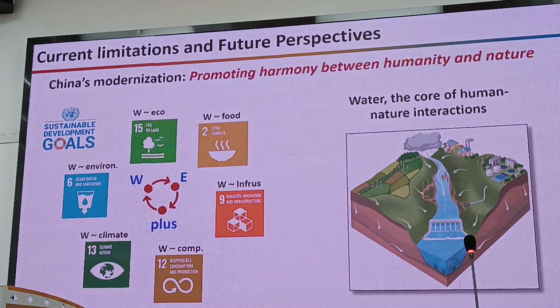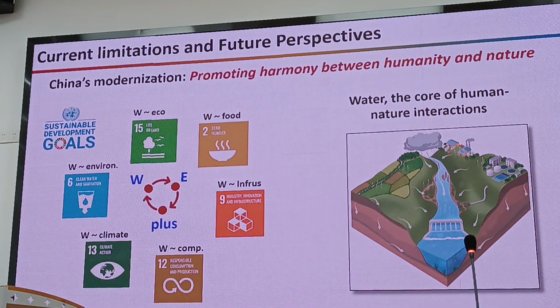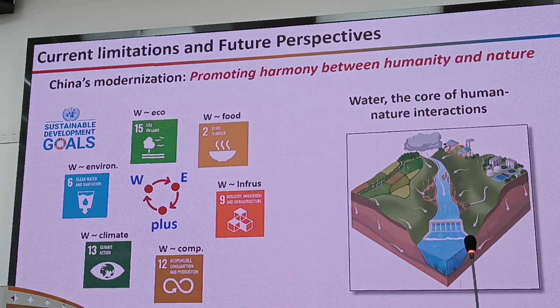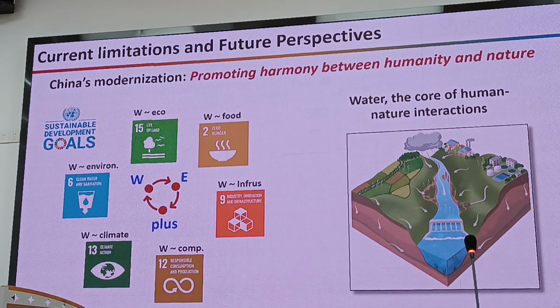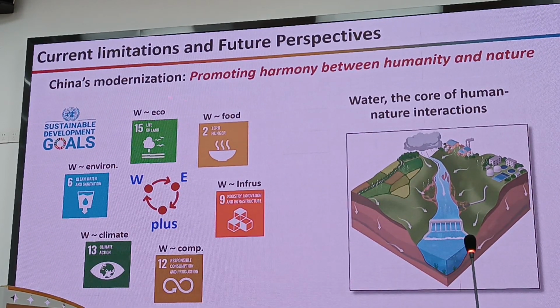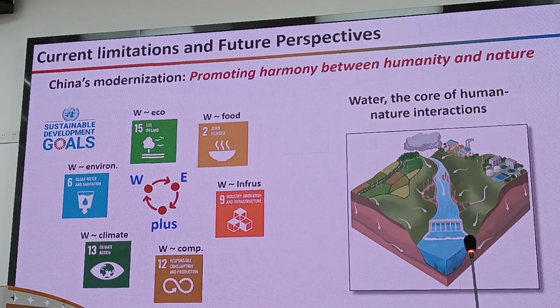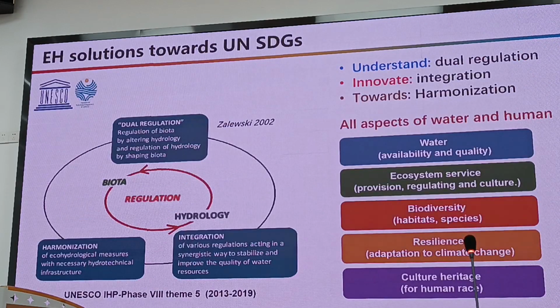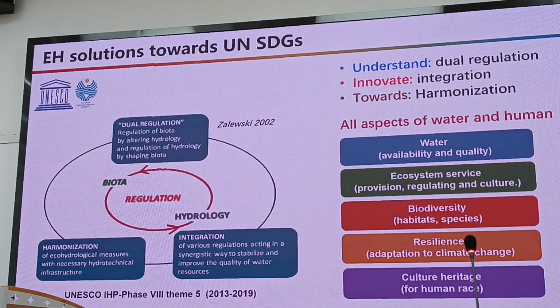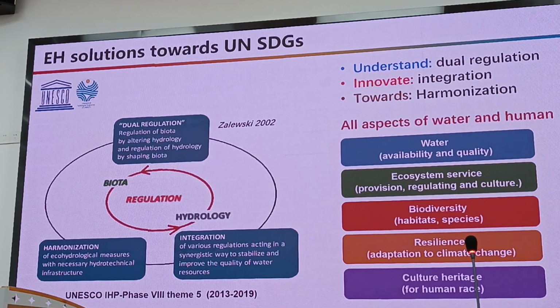This is the Chinese policy that, last year, was set as a very important policy, which means that China's modernization is to promote harmony between human and nature. And for water, energy, and plants, we have six connections with the UN SDGs. Water is the core of human-nature interaction. But let's go back to the last slides on the eco-hydrology solution.